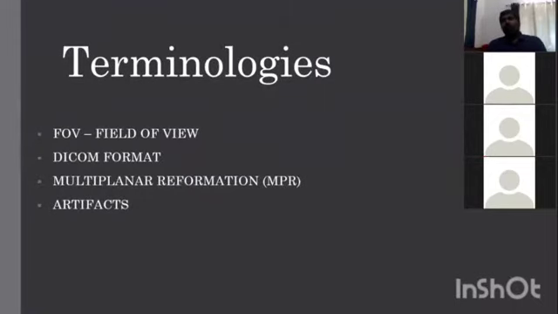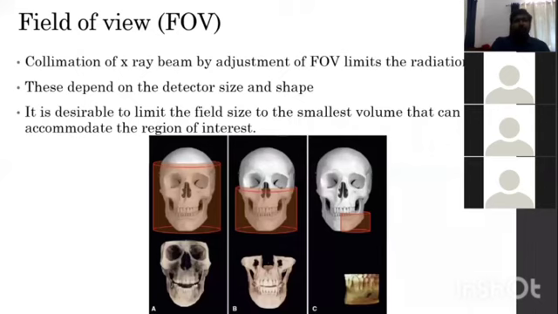When learning about CBCT, there are some important terminologies. The first one is FOV, the field of view. Then the DICOM format, then multiplanar reformation, and artifacts. Coming to the field of view, it is a collimation of the X-ray beam. By adjustment of the FOV, the radiation dose is limited, and this depends on detector size and shape. It varies between machines, like Newtom has one, Planmeca has another, and iCAT another. The detector size and shape of the FOVs are different for different machines.